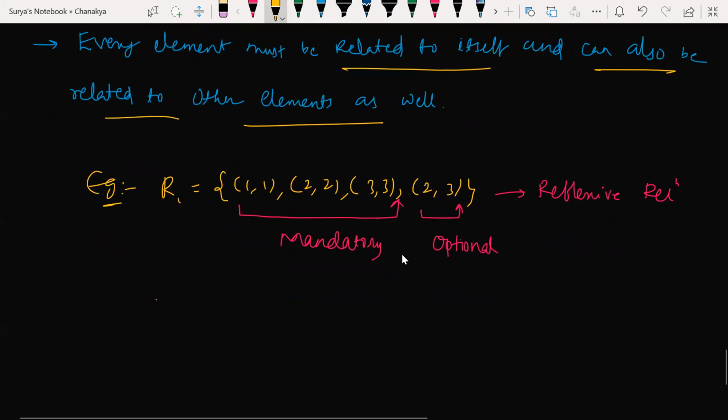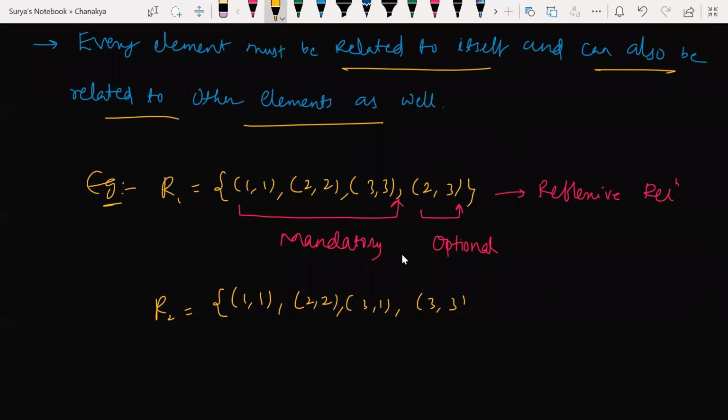Okay, let me write R2 here now: (1,1), (2,2), (3,1), and (3,3). Check. Now tell me, is this a reflexive relation? The first one, R1, is a reflexive relation, but not identity. Identity relation is nothing but only double elements; others should not come. In reflexive, the double elements should be there, and others can be there. That is the condition for reflexive.